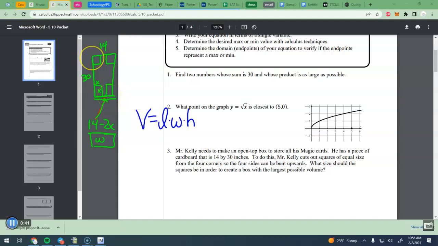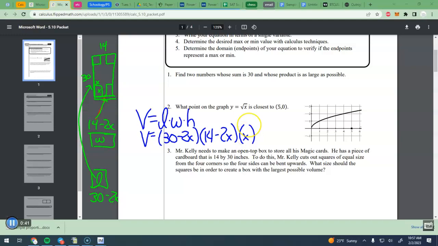So for the length, you had 30. Then you cut out x, you cut out x. So what's left over? Length is 30 minus 2x. What's your height? Your height is the x. So whatever amount I cut out, when I fold that up, that becomes the height. My length times width times height becomes 30 minus 2x, 14 minus 2x, x.